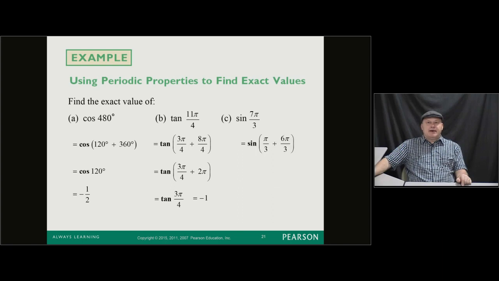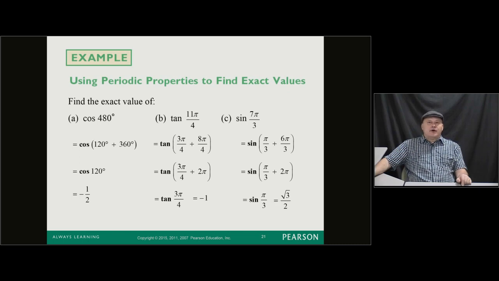And then the sine of 7 pi over 3, well, 7 pi over 3 is the same thing as pi over 3 plus 6 pi over 3. And 6 pi over 3, remember, is 2 pi. So that's the same as sine of pi over 3, which is root 3 over 2.